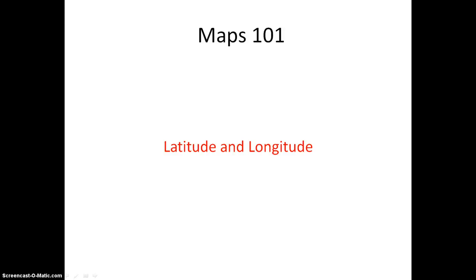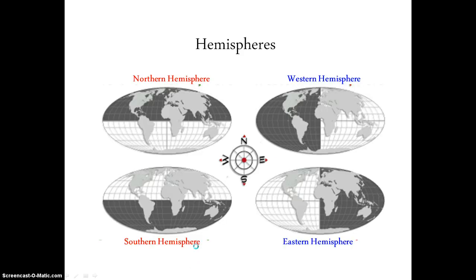Okay, today we're going to complete our flipped notes over latitude and longitude, which we have talked about briefly, but we're going to talk about a little more in depth today. We're going to start with hemispheres. We talked about the prime meridian and we've talked about the equator. The equator is the 0 degrees latitude line that divides the earth in half.